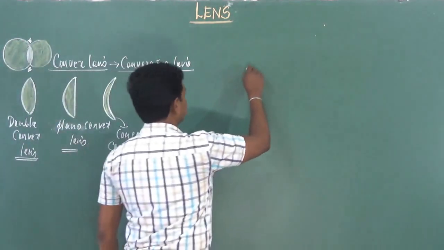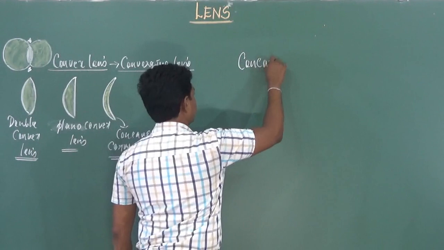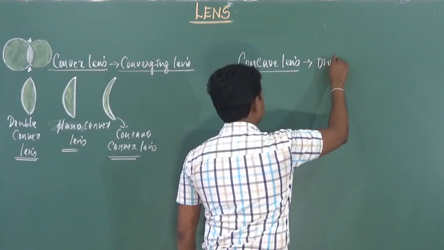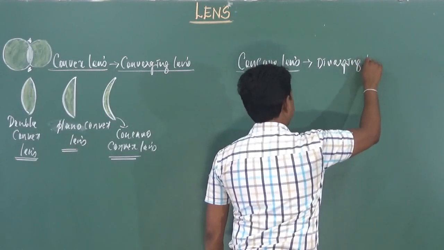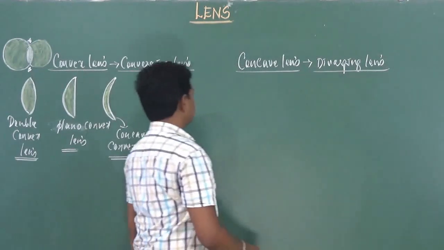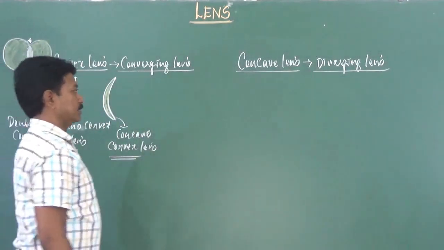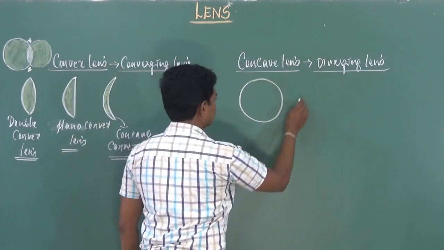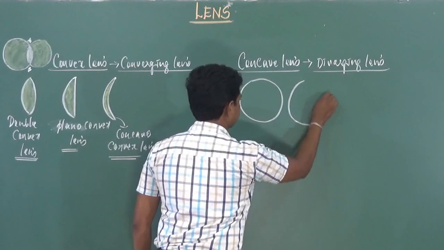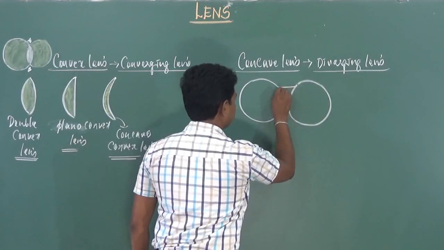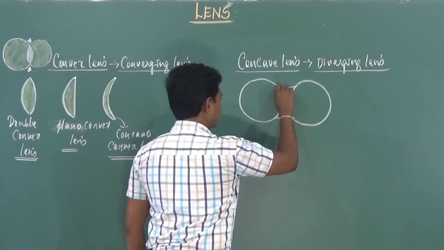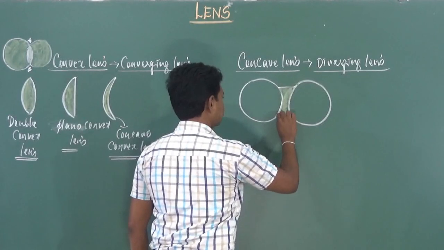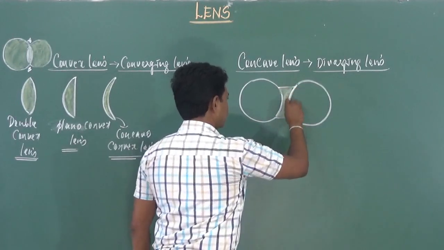Let us go with the second type of lens, that is the concave lens, or in other words, the diverging lens. How is it made? Just imagine two spherical surfaces. This is one spherical surface, and this is another spherical surface. In between these two surfaces, we get a material. This is called a concave lens. This is how a concave lens is made.